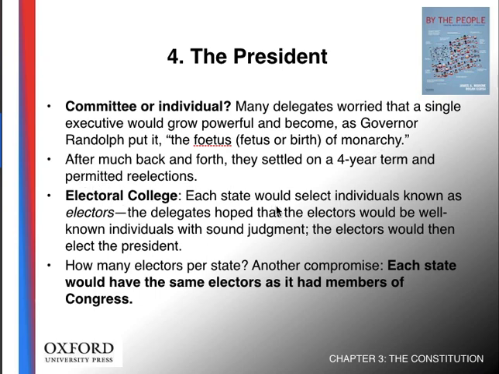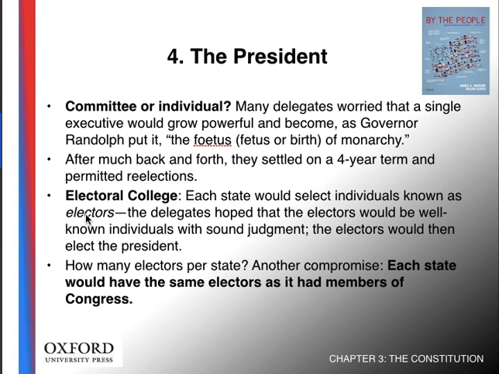So there was a lot of back and forth on this, and they finally said, let's have it be an elected position for 4 years, and we'll permit them to go up for re-election too. There were no term limits on the presidency in the original Constitution. That came later in an amendment after FDR died in his fourth term of office. They finally put a 2-term limit on presidents.